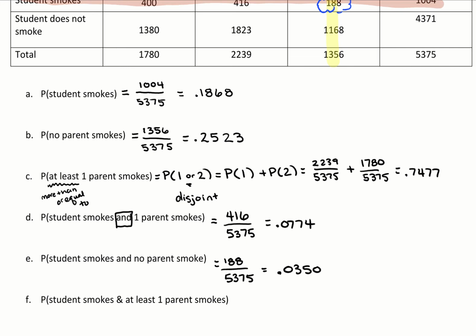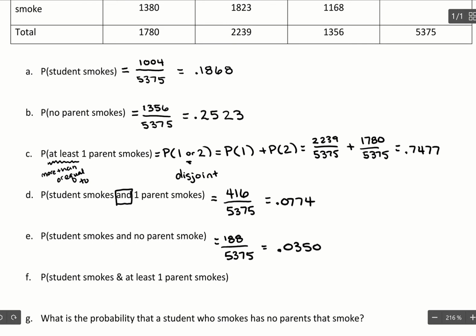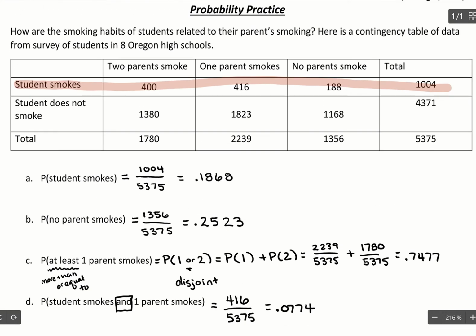With this next one, we want to have the probability that the student smokes. So we know we're going to be in this group, and at the same time, at least one of the parents smoke. So the groups we want to bring through here are these 400 or these 416.